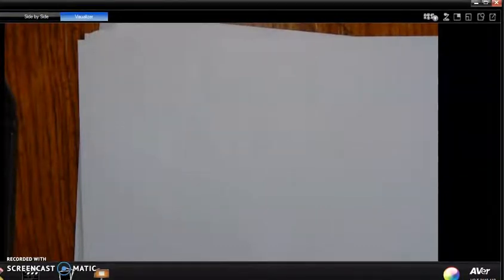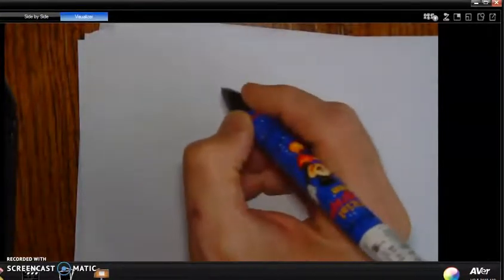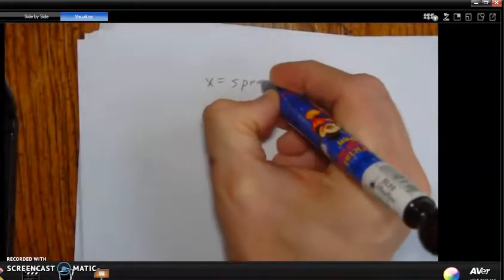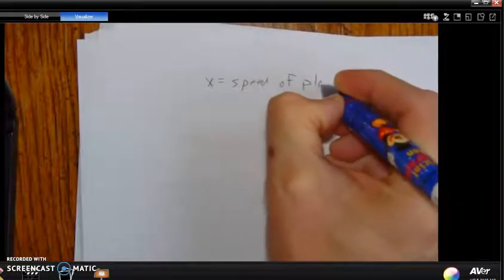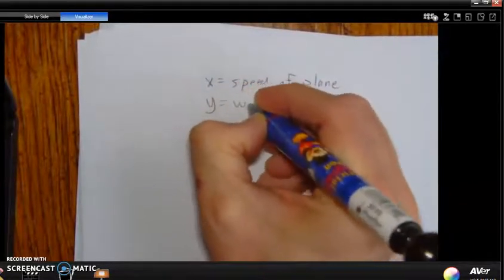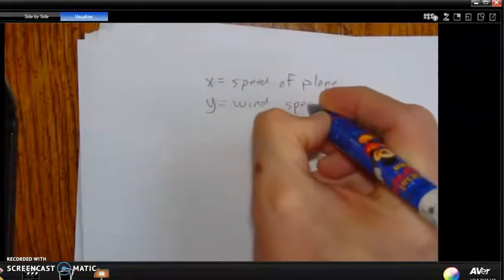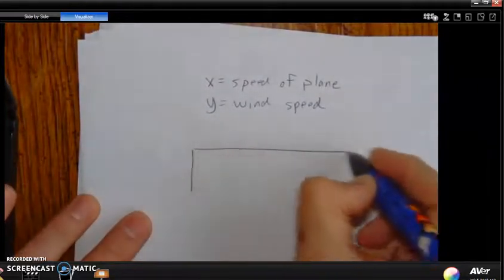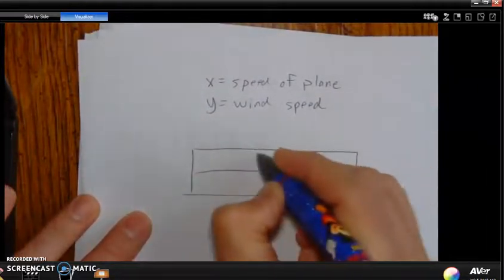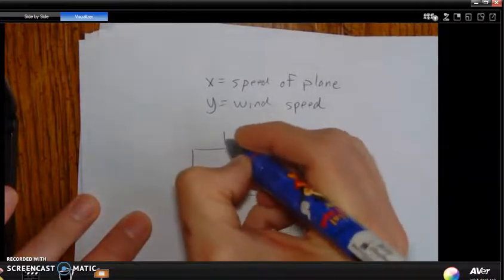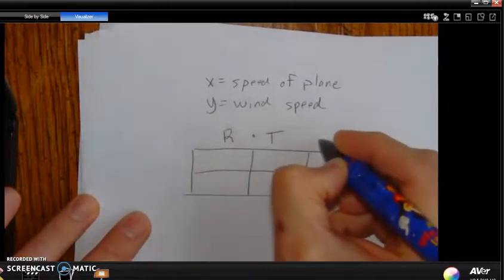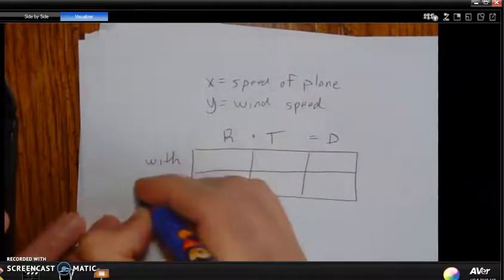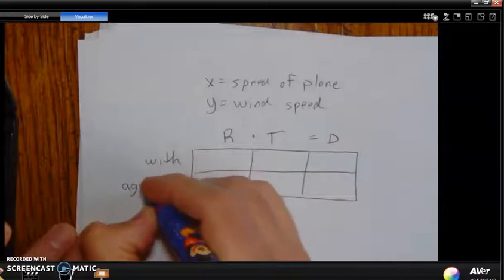All right, so to solve this problem, we're going to use two variables. I'm going to let x equal the speed of the plane, and let y equal the wind speed. I'm going to use a graphic organizer to put that information into a table where we can make sense of the information. We're going to use the fact that rate times time equals distance. Part of this table will be with the wind, and the second row will be against the wind.